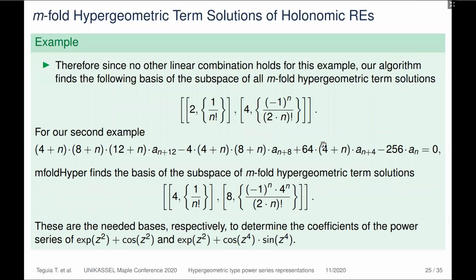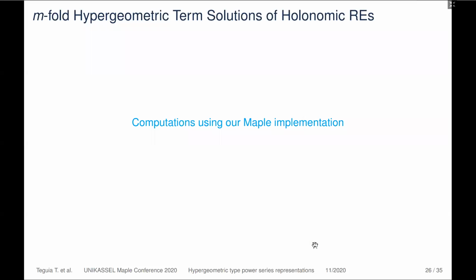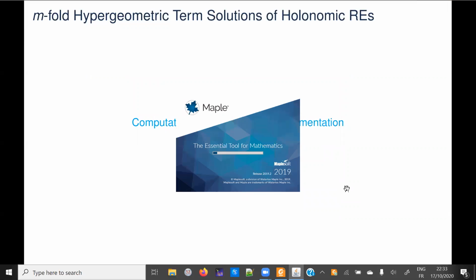For the other example, which was the four-fold recurrence equation, we have four-fold and eight-fold hypergeometric term solutions. Note that, in fact, these bases of solutions represent the necessary basis to compute the coefficients of the power series of exponential of z squared plus cosine z squared, and exponential of z squared plus cosine z^4 times sine z^4. Let's do some computation using our Koepf Maple implementation of this algorithm.